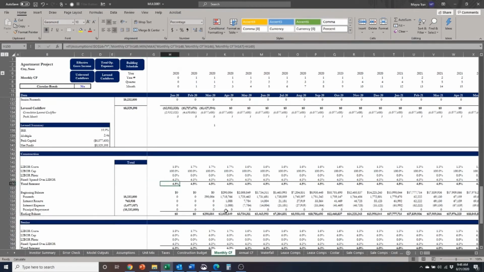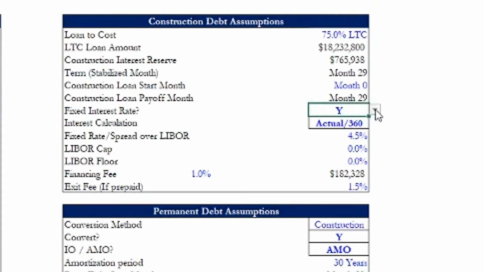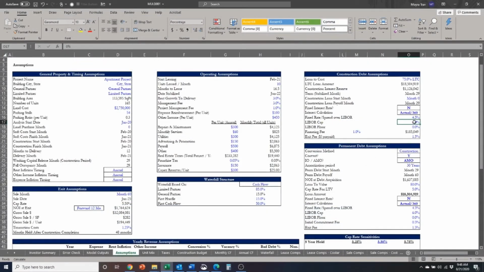The other method that you can use, in contrast to the fixed interest rate, is a floating interest rate method. So we'll go back to the assumptions tab here. If you don't want the interest to be fixed, you'll select no here in our model for floating. You would have to enter some sort of LIBOR cap, which could be like 10%. You don't want the interest to go over 10%, and the floor, which would be, say, 2%. So you have a cap and a floor, which is the highest it can go and the lowest it can go. And then you have a determined spread.